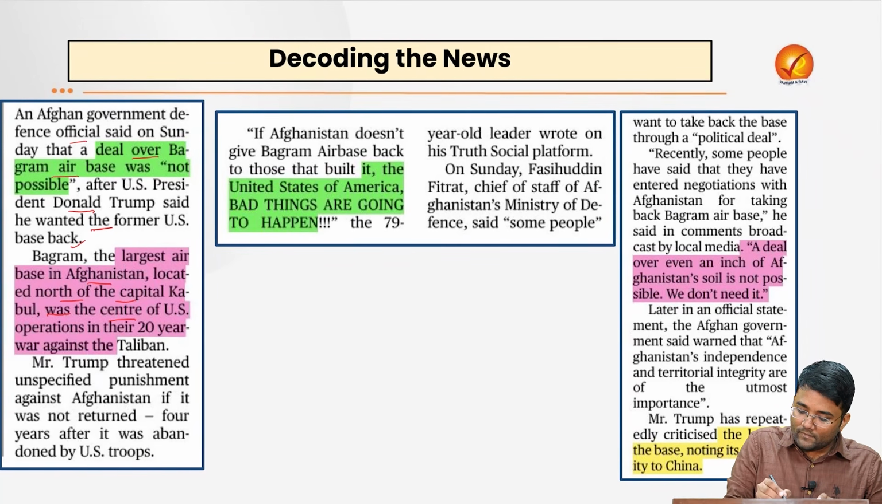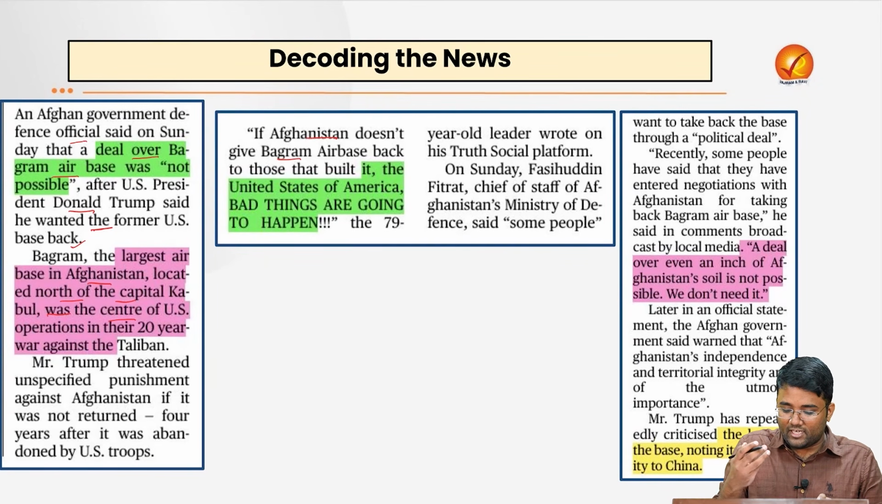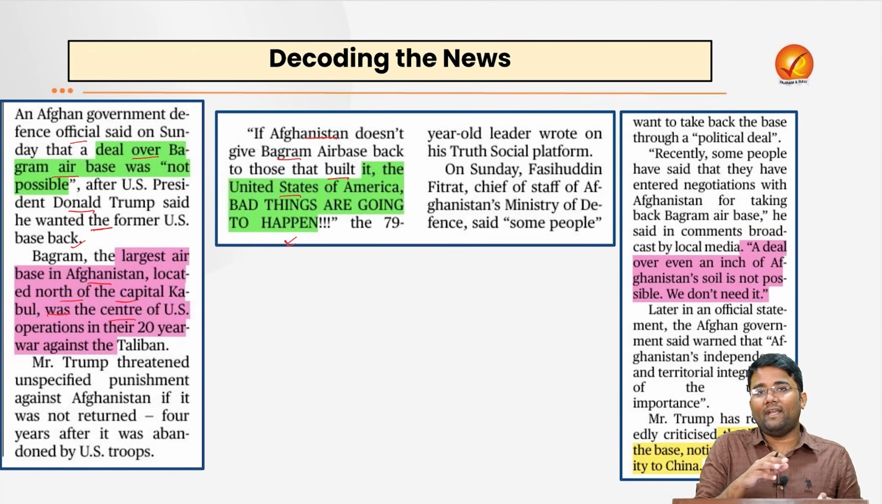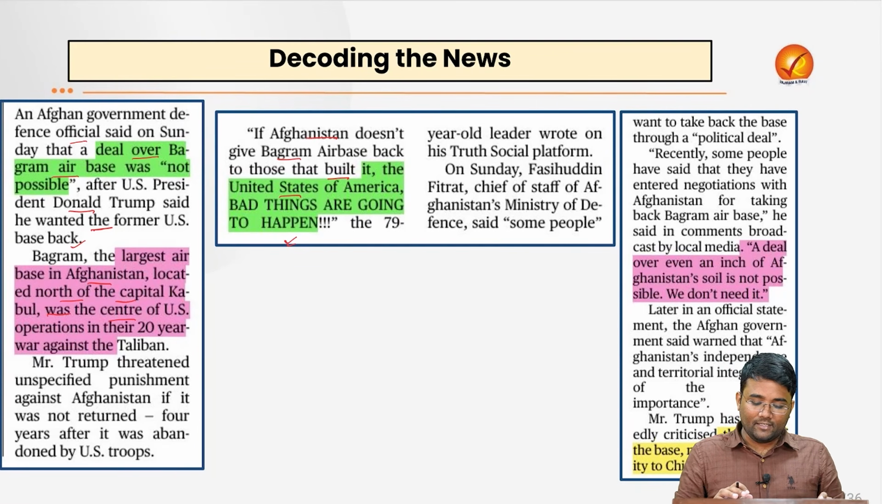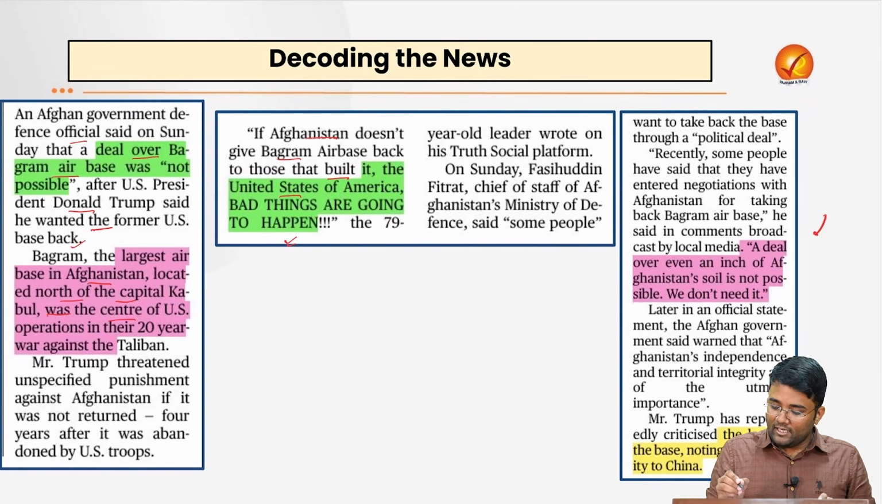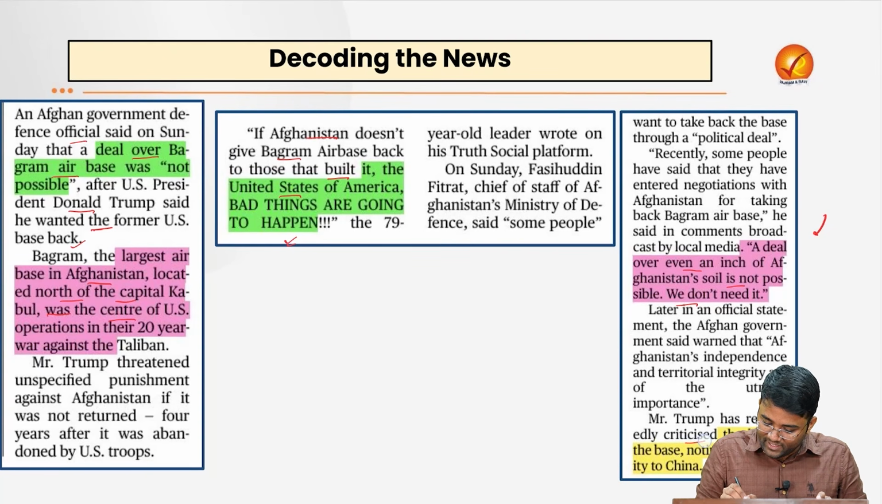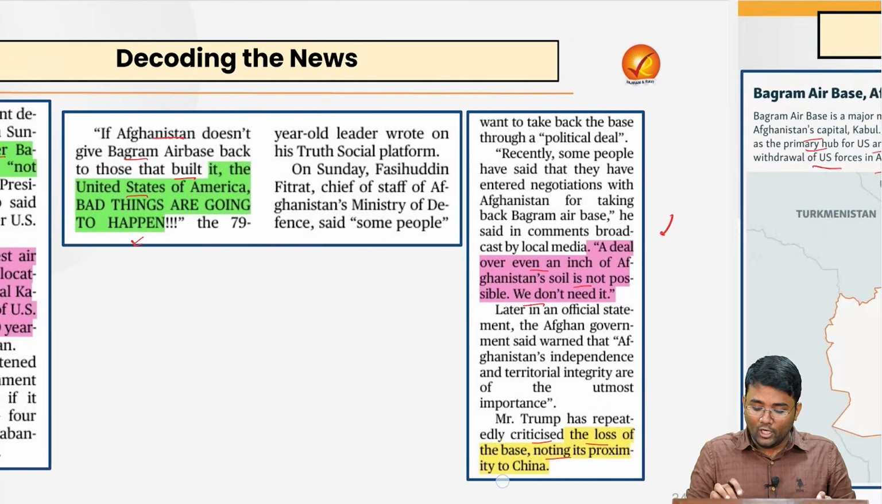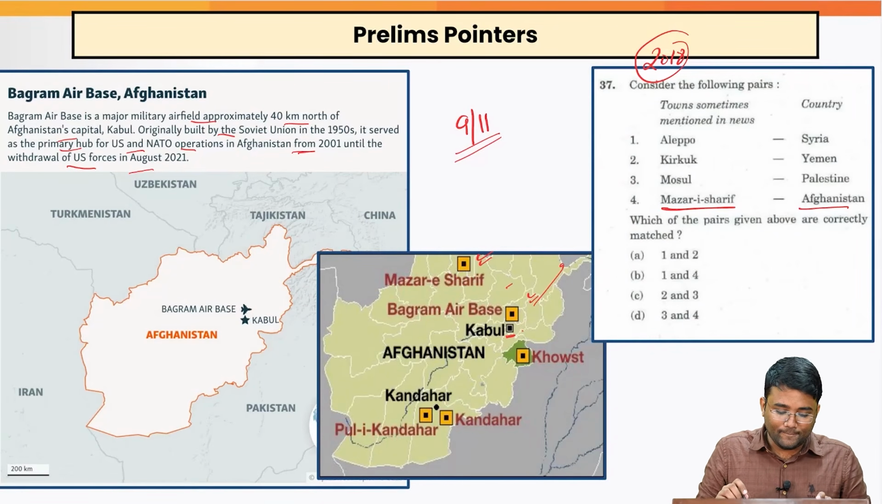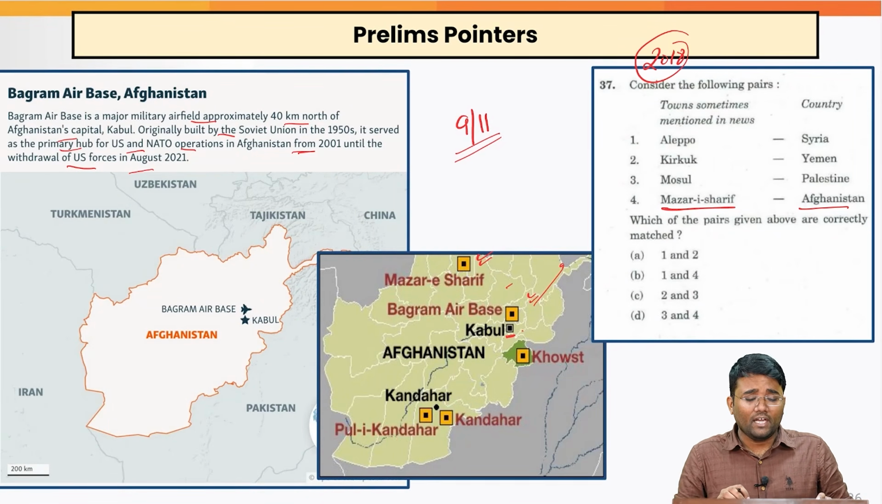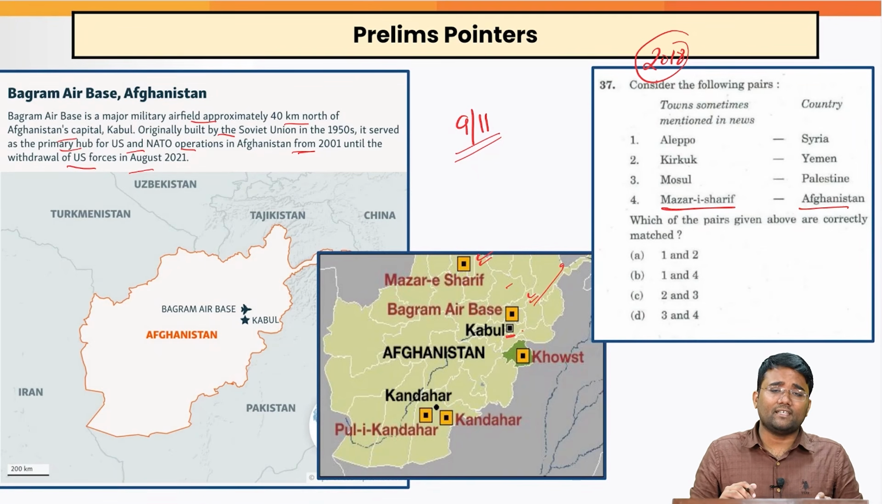And if Afghanistan doesn't give Bagram Air Base back to those that built it, the United States of America, bad things are going to happen, as said by the US president. And the Afghanistan minister said that a deal or even an inch of Afghanistan soil is not possible. We don't need it. Also, Mr. Trump has repeatedly criticized the loss of this base, noting its proximity to China itself. It will be good to see how things unfold in future.